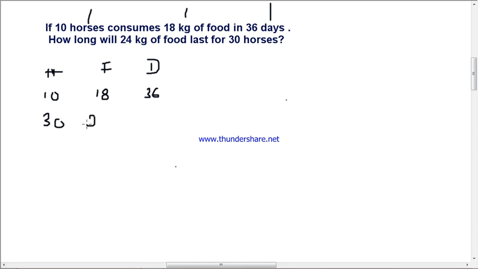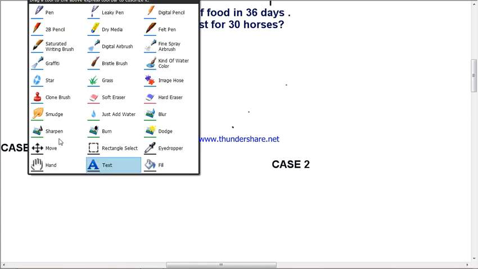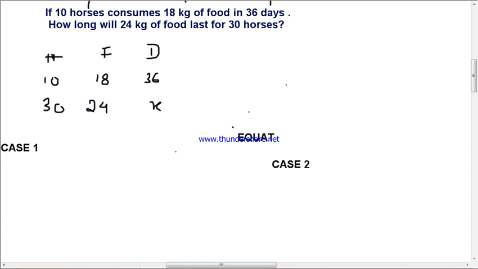The food quantity is 24 kg. How long will it last? Let it be X. Like in the video which I had made, I'll do it in the same way. I would like to do it as case 1, and I'll put it over here, and then another case I'll write as case 2, a little bit this side and below. Next I will mention the equation, EQ, which I'll do over here. Alright, now I can start my actual calculation.